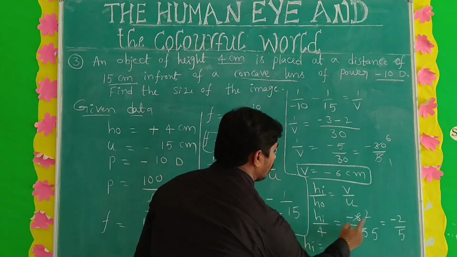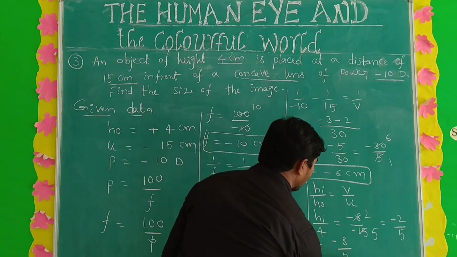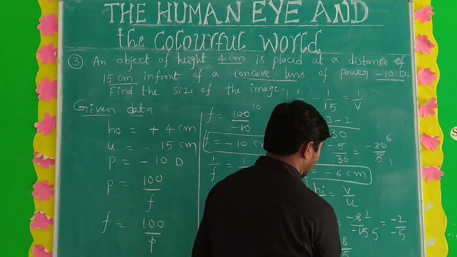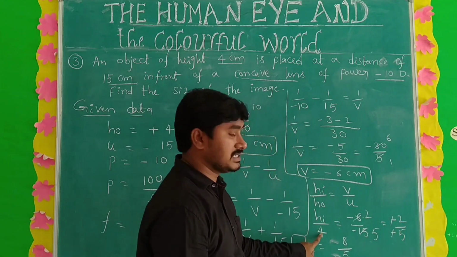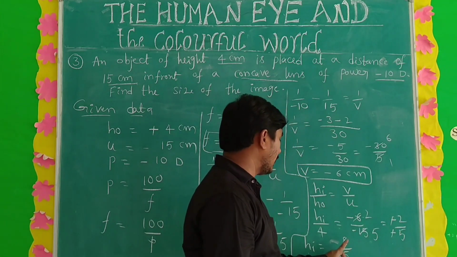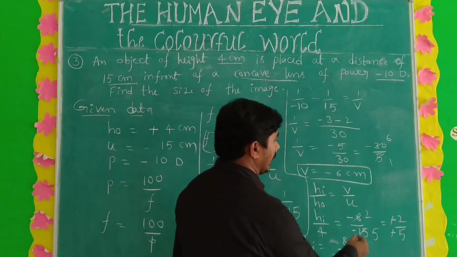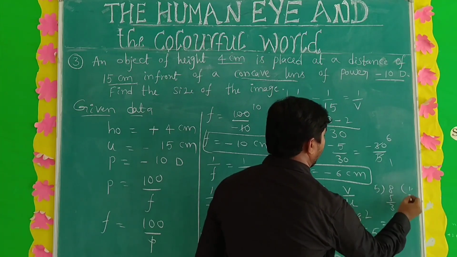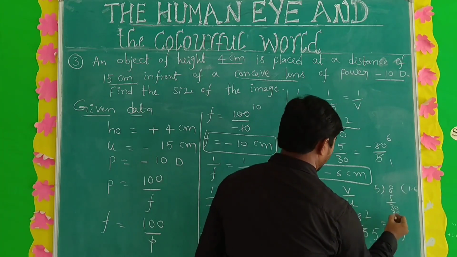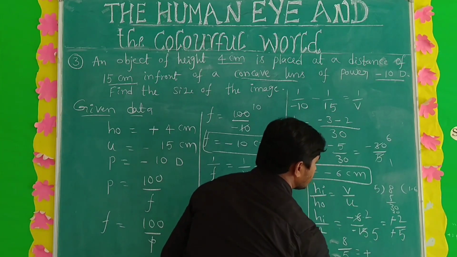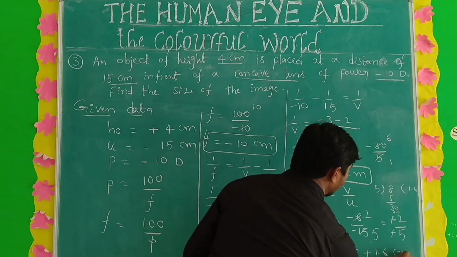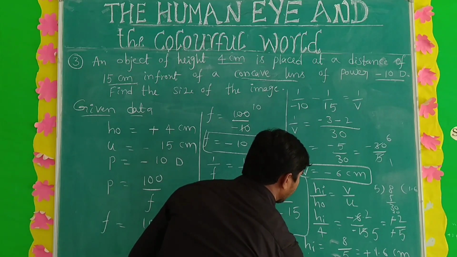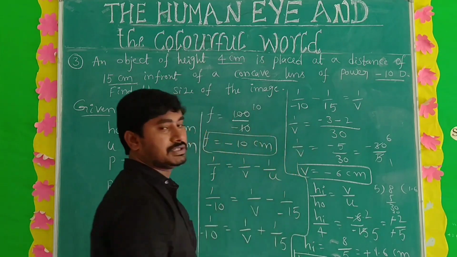So HI is equal to 4 into 2 by 5, that is 8 by 5. Here minus minus cancel. So 8 by 5 is how much? 5 ones are 5, 5 6s are 30, so it is plus 1.6 centimeter. HI is equal to 1.6 centimeter. That is the height of the image.